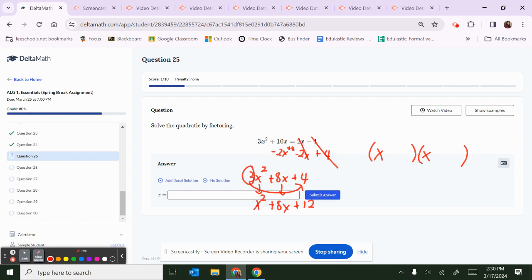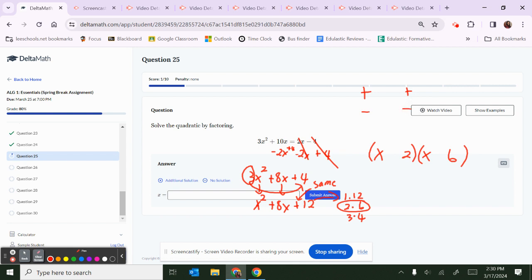All right? Now I find all the numbers that multiply to give me 12, which is 1 and 12, 2 and 6, 3 and 4. Which pair do you think would add and subtract to give me an 8? Yup, the 2 and the 6. Okay? So we see a positive here. Positive here means same signs. So it's either 2 positives or 2 negatives.